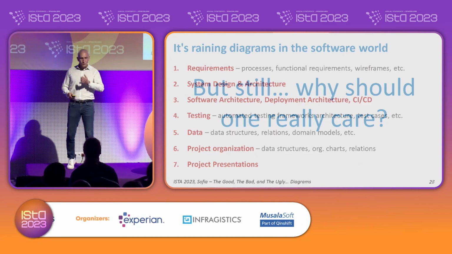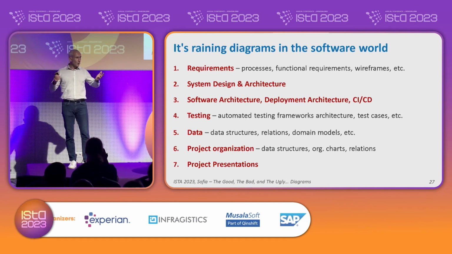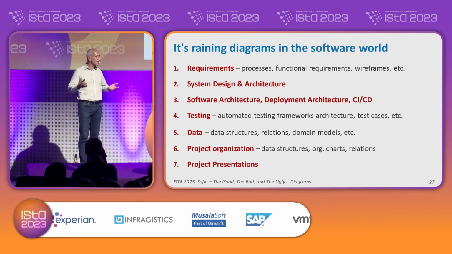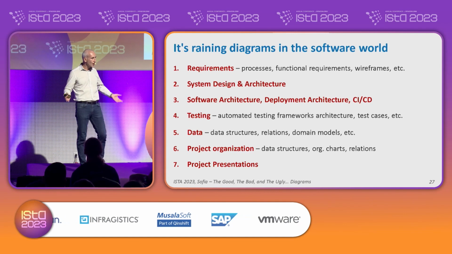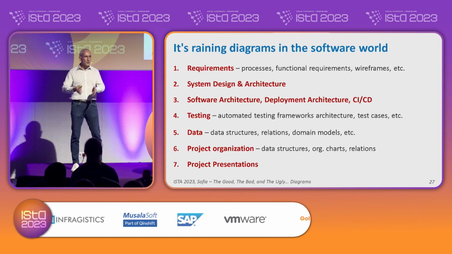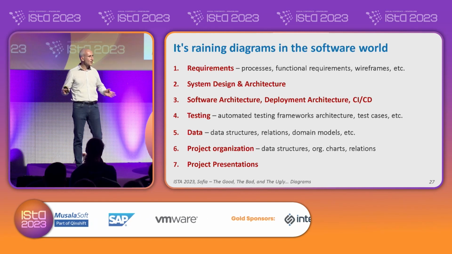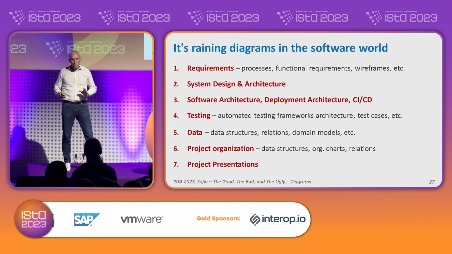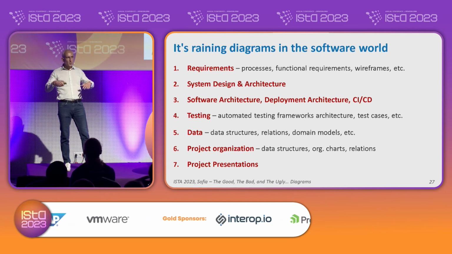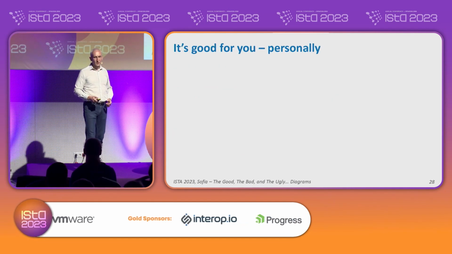Yeah, but still, why should one really care? So, one main reason, it's raining diagrams in the software world. So they're all around us, no matter what you do, QA, BA, developer, whatever, they are diagrams in requirements, in testing, in data, everywhere. So they are with us, so you'd better be good at doing diagrams.